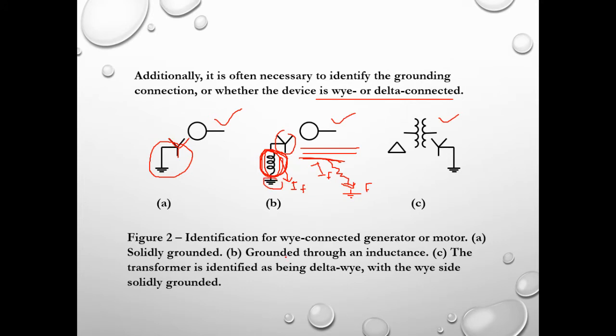Okay, and then we can also have the transformer, which is identified as being delta-Y with the Y side solidly grounded. So we can also have this type of connection for the transformer, the delta-star, where the star configuration is being grounded.